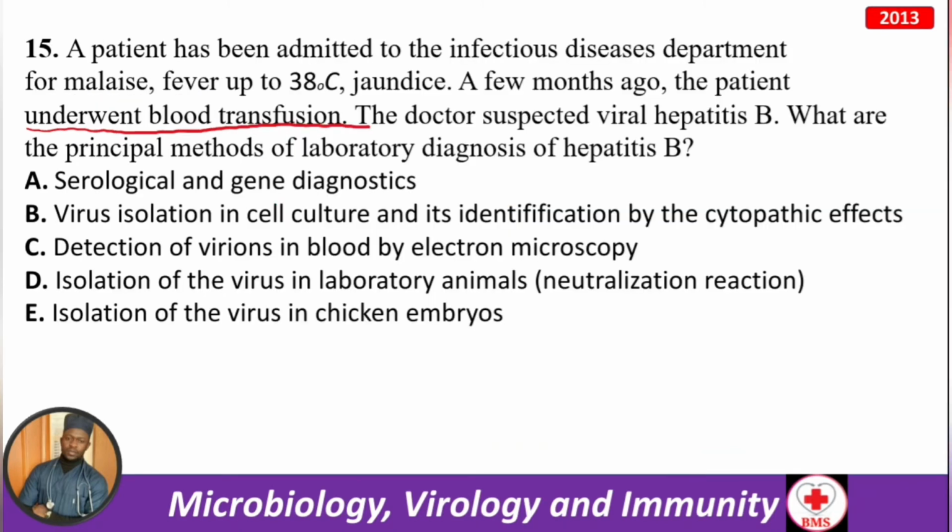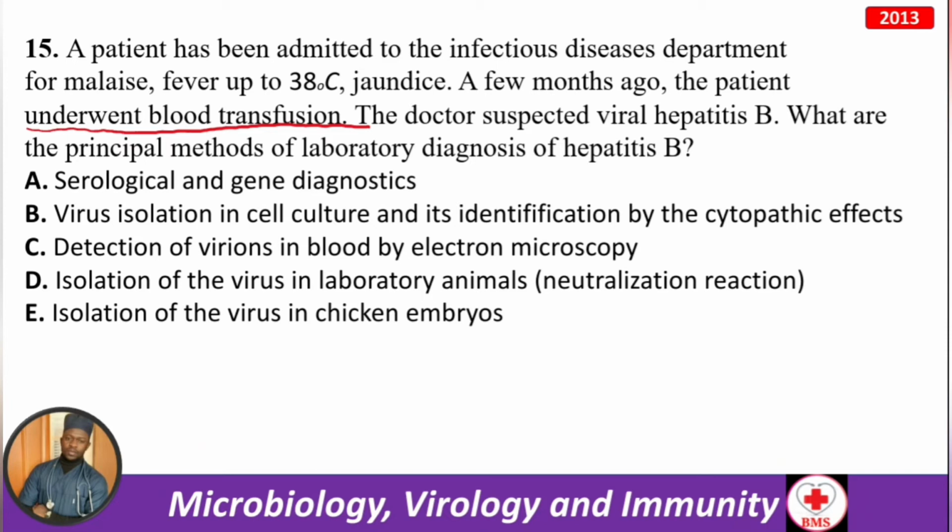A patient has been admitted to infectious disease department for malaise, fever up to 38 degrees Celsius, jaundice. A few months ago, the patient underwent blood transfusion. The doctor suspected viral hepatitis B.